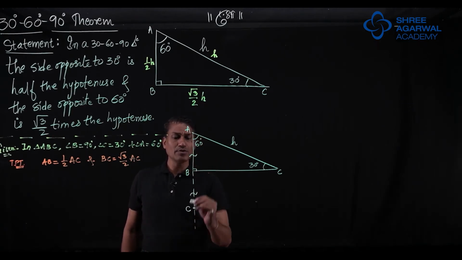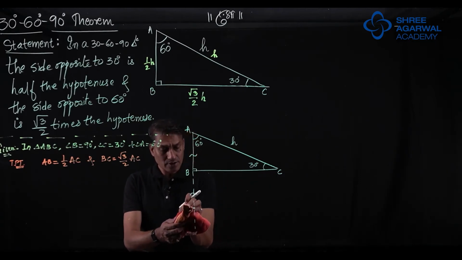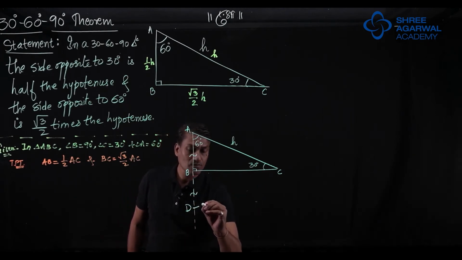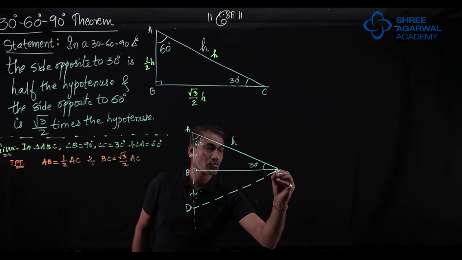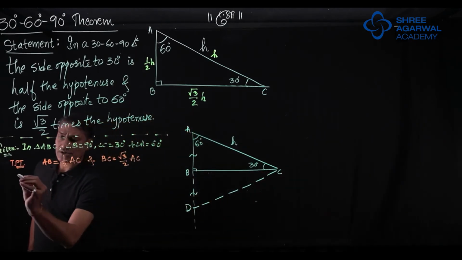AB is equal to BC. So now we have to join. Okay, C is already there. Let us take it as D. And now join CD. So this construction we will write here. Construction.